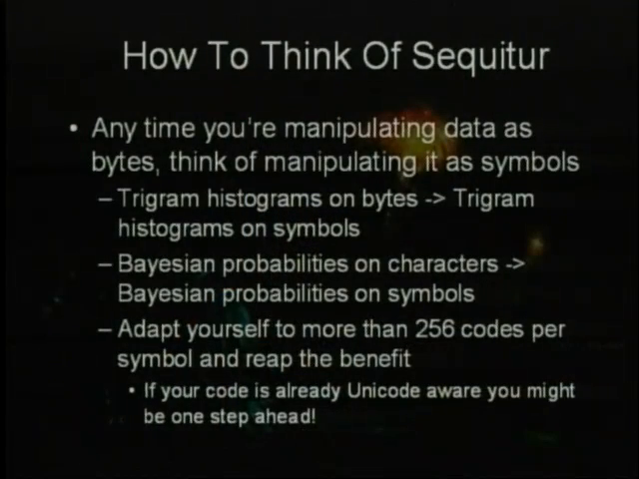So how to think of Sequitur? This is what I want you guys to take away, because there's so much awesome work that can be done now that we have a symbol level view of all the data we ever look at. Instead of thinking about bytes, think of arbitrary symbols that can be any length, but they're just units. Every time you're thinking, oh, let's look at trigrams, think symbols instead of bytes. Instead of Bayesian probabilities for characters, wondering which character follows which character, think what symbol follows what other symbol, because that's going to give you the actual flows through the applications that you're trying to break. If you adapt yourself to more than 256 codes per symbol, you're going to be well rewarded for the effort. And if your code's already Unicode aware, you might already be one step ahead.